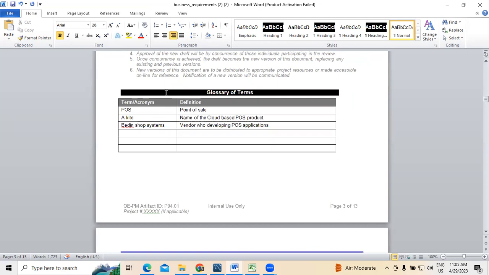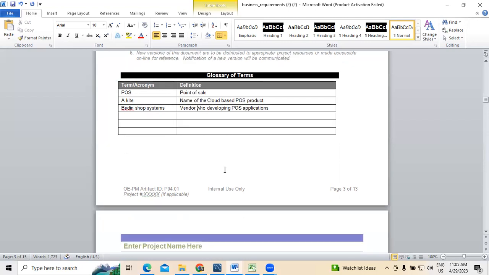For example, point of sale system, which is nothing but POS. ACAD, what does ACAD stand for? It's a cloud-based point of sale. The product name of the cloud-based point of sale system is ACAD. Betting Shop Systems is the vendor who is going to develop the point of sale system. So these are the terminologies I have mentioned here.